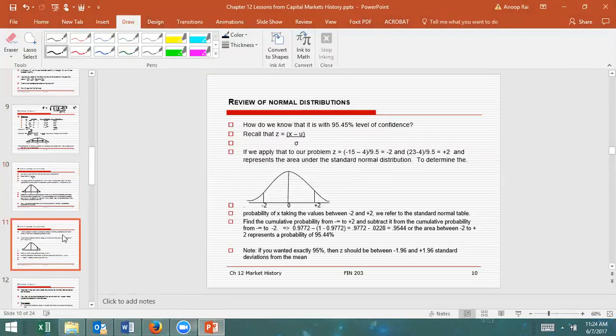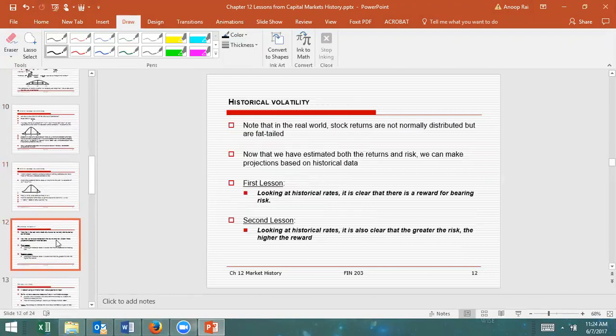This is just a review of normal distributions. You don't have to learn the technical side of it. So now that you've understood that volatility is what we use in finance to measure risk, let's go back to the history and see what has happened. Because historically, when we have calculated, and that I haven't shown you, we've seen that the volatility of small stocks is greater than the volatility of large stocks, which is greater than the volatility of corporate bonds.